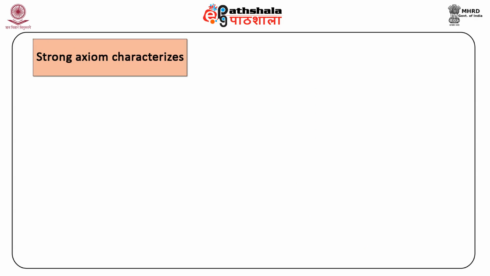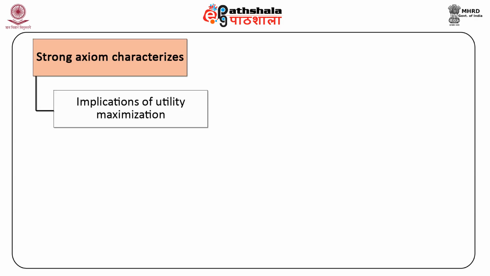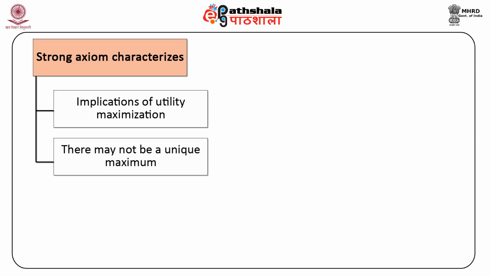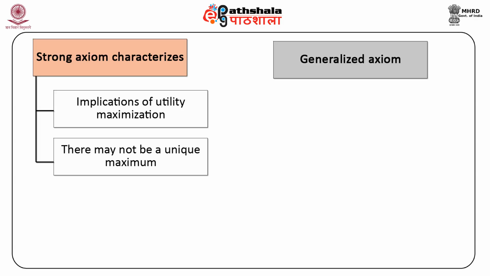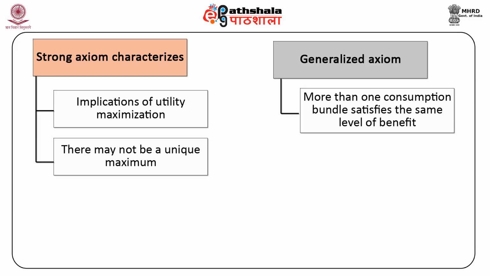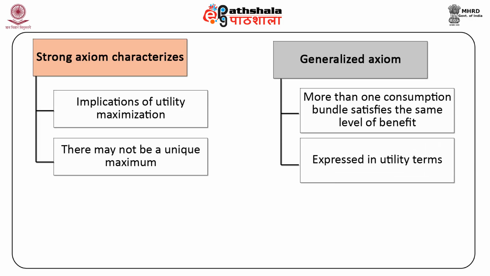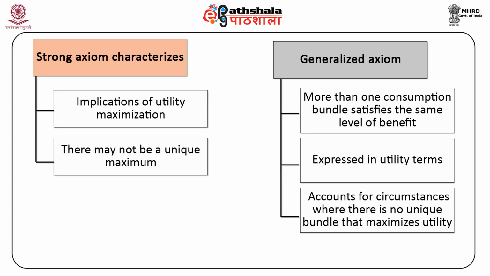While the strong axiom characterizes the implications of utility maximization, it does not address all the implications, namely, there may not be a unique maximum. The generalized axiom covers the case when, for a given price level and income, more than one consumption bundle satisfies the same level of benefit. Expressed in utility terms, the generalized axiom accounts for circumstances where there is no unique bundle that maximizes utility.